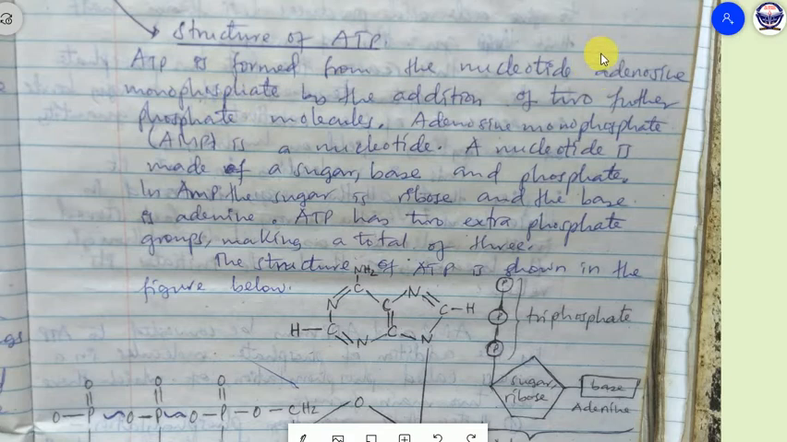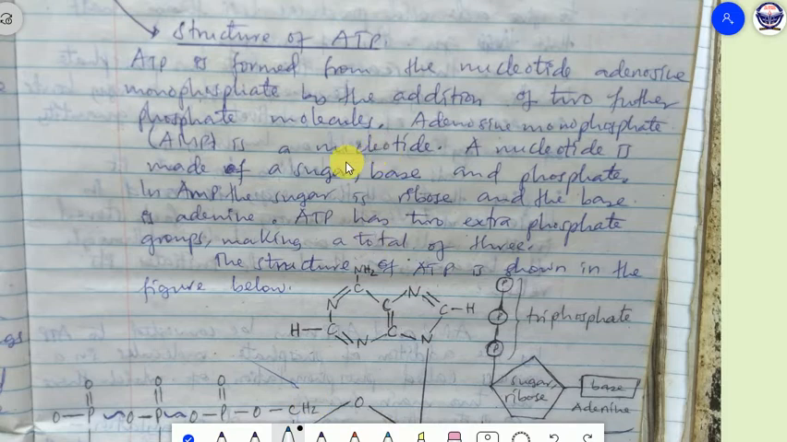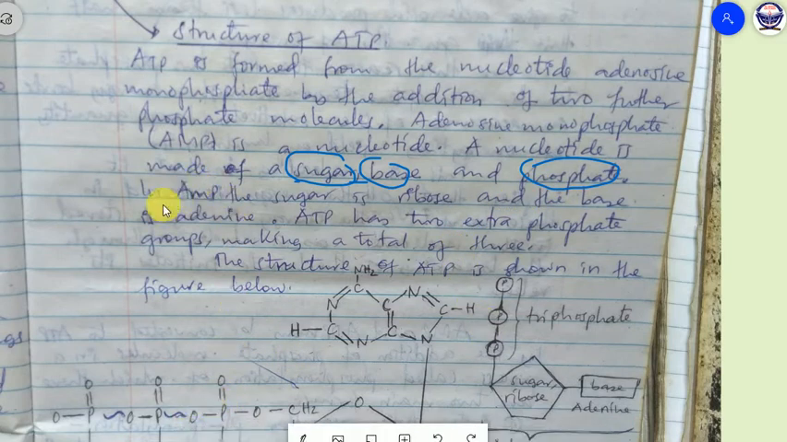Now what makes up adenosine? Monophosphate is a phosphate, but adenosine is made up of sugar and an organic base. Adenosine monophosphate, which is AMP, is a nucleotide. This is very important for you to remember: a nucleotide is made up of sugar, base and phosphate. Sugar, base and phosphate, three components, make up a nucleotide.